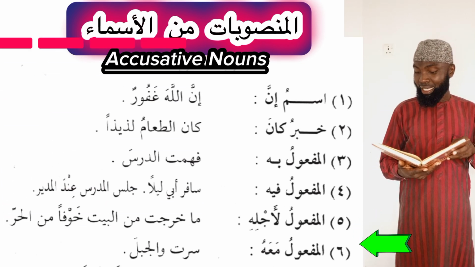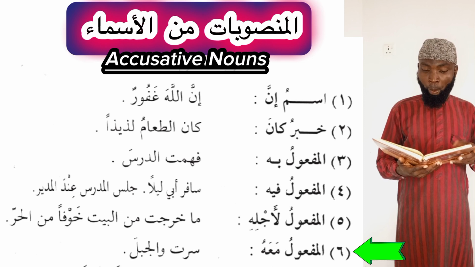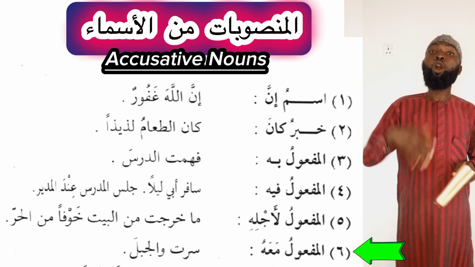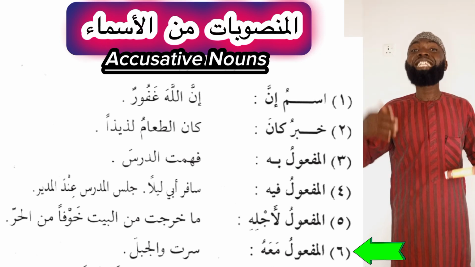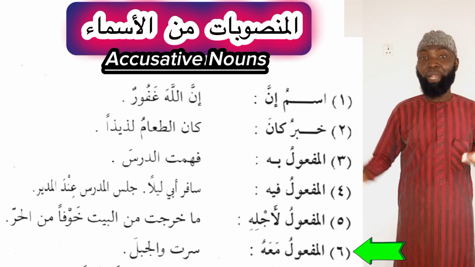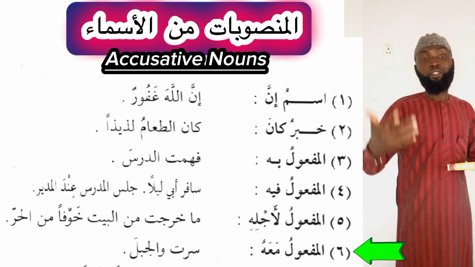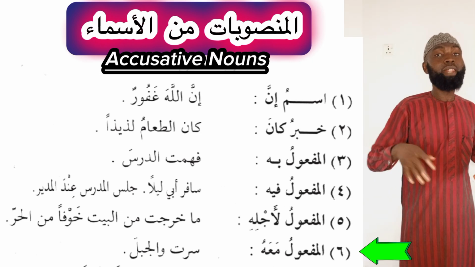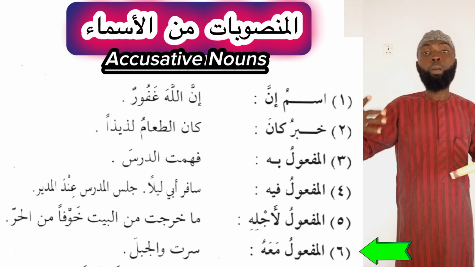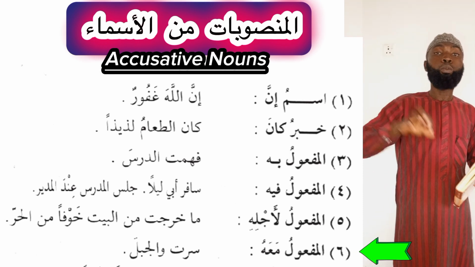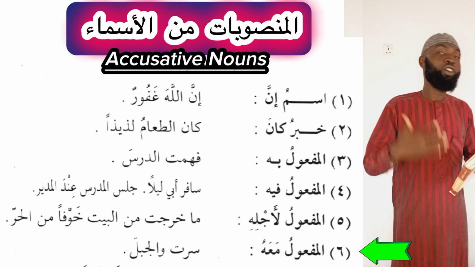Another category under this is al-maf'ulu ma'hu, which means the commutative object. What do we mean by commutative object? It means object of accompaniment. When an action is performed in accompaniment with another, I did something with somebody, it is called al-maf'ulu ma'hu, the commutative object.